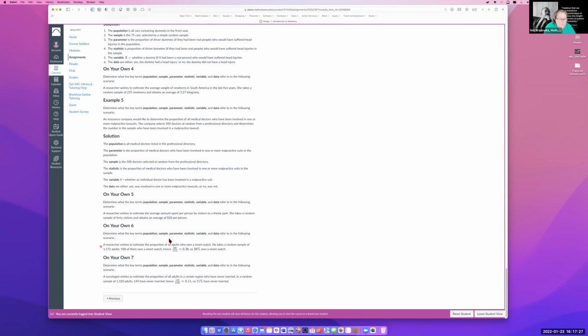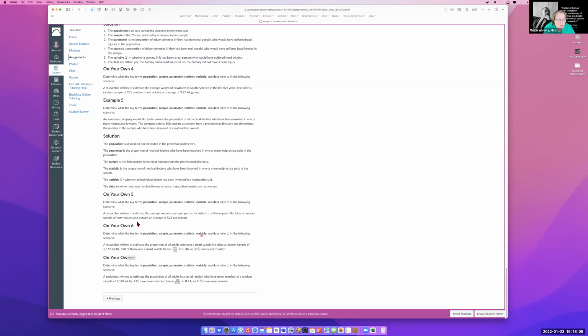So, okay, the population is everyone, all of the people. His sample is 1,572 people. The parameter is the information about the whole population, and we want to know what percent of people in the whole world have a smartwatch. That's the parameter. The thing we can actually find is the statistic. Of these 1,572 adults, we see that 598 of them do have a smartwatch. So that's our statistic.